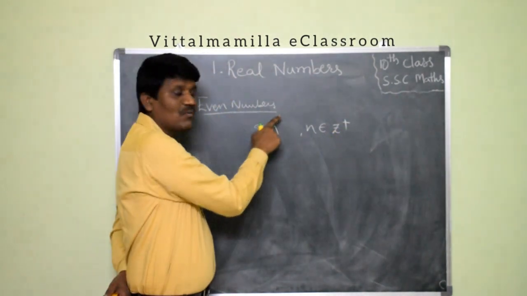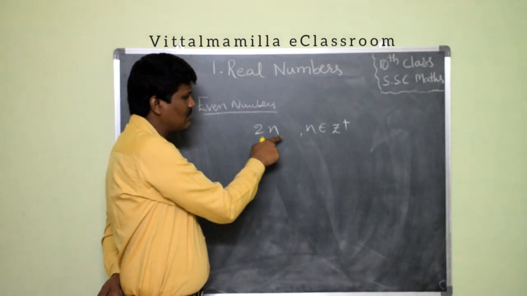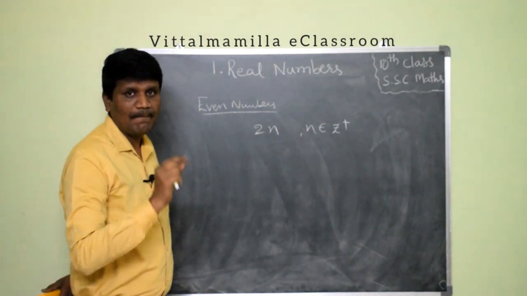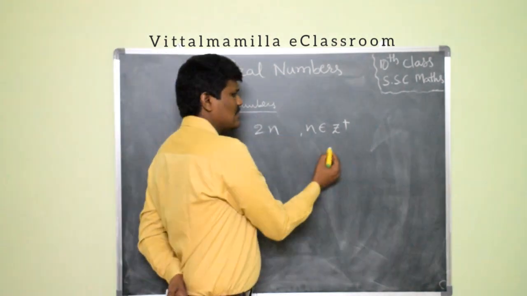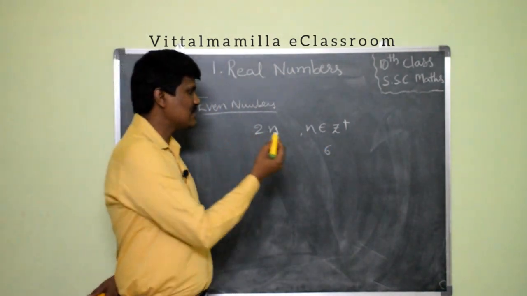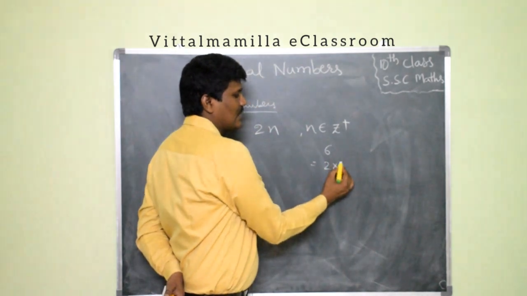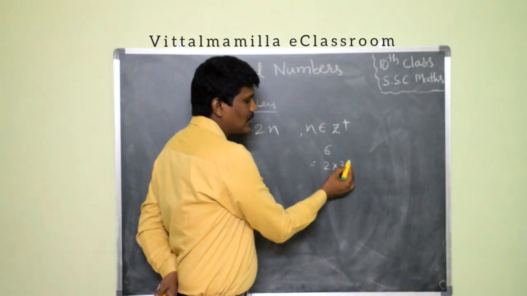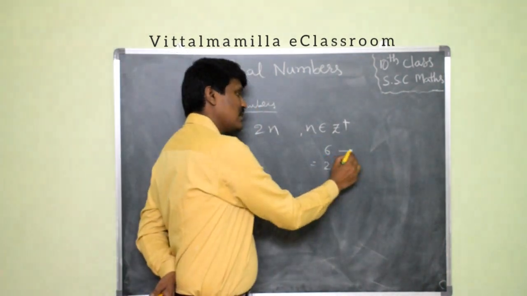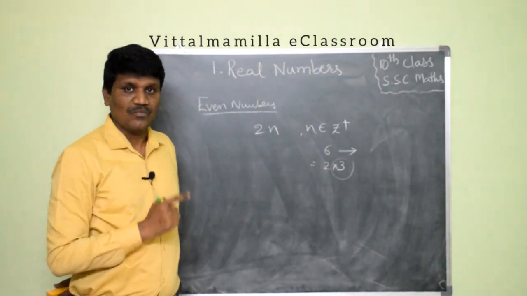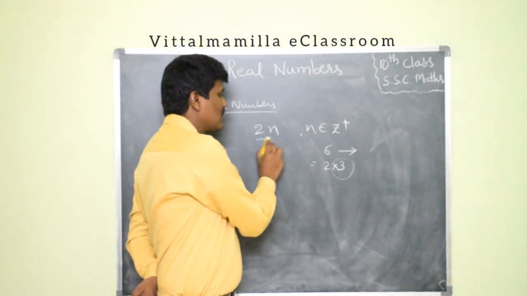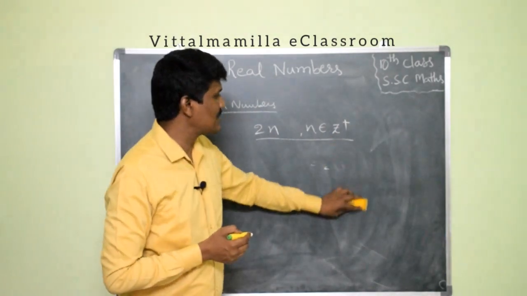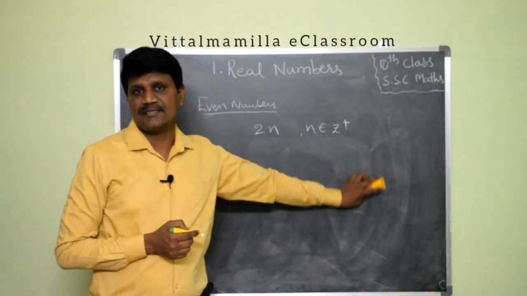So the general form of an even number is 2n. Whatever number is in the form of 2n is called an even number. Suppose I take 6, I can write 6 as 2 into 3. So this number is written in the form 2 into n, and then 6 is called an even number. The general form of an even number is 2n, where n belongs to positive integers. Z plus is nothing but positive integers.